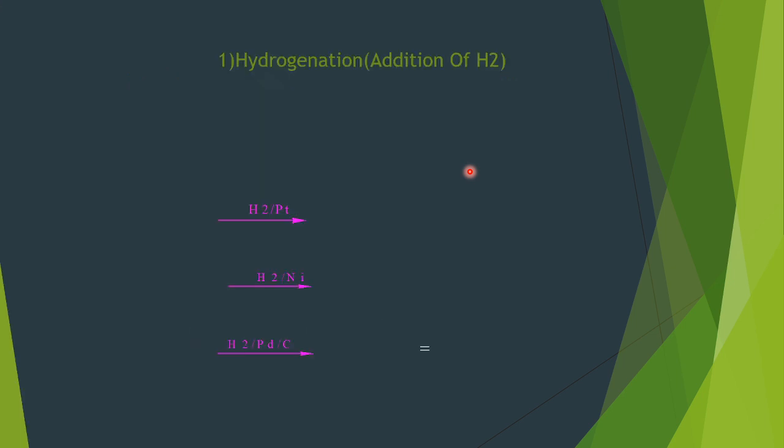First method we will see is hydrogenation. Hydrogenation means addition of H2. Now we will see what is meant by hydrogenation. Alkenes on catalytic reduction give alkane. Now we will see what are the catalysts.